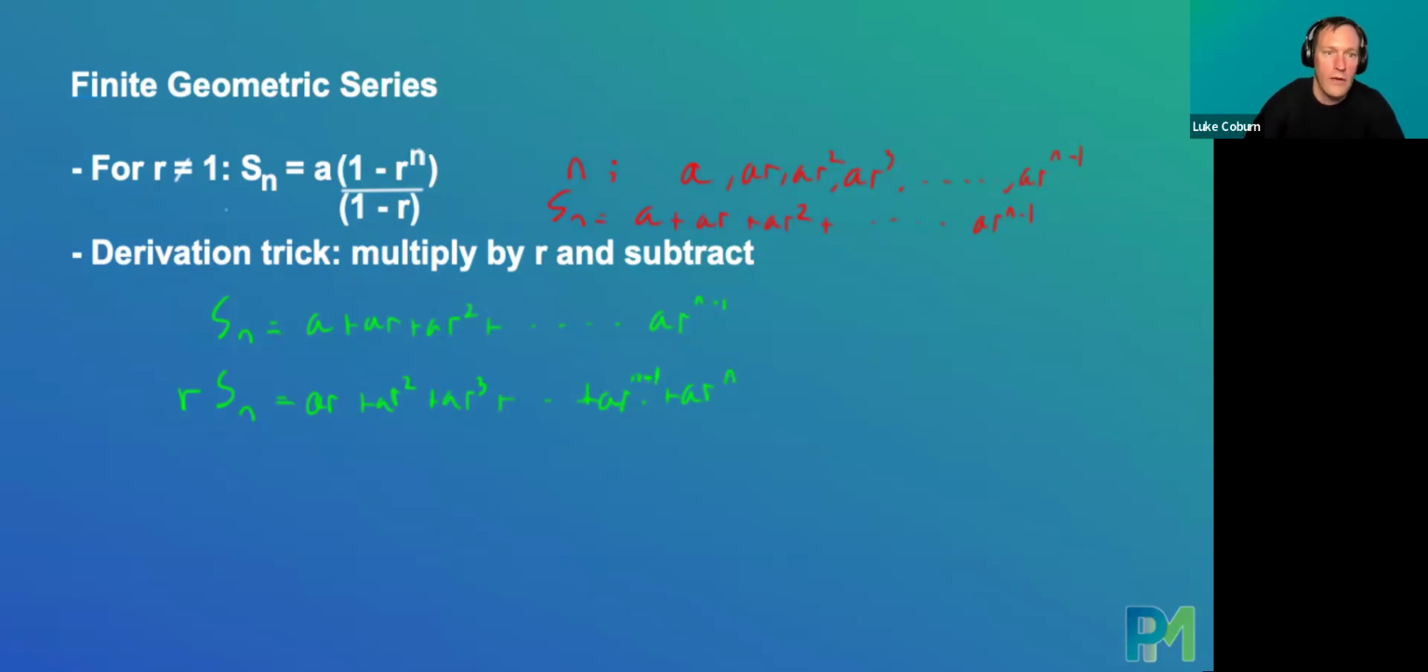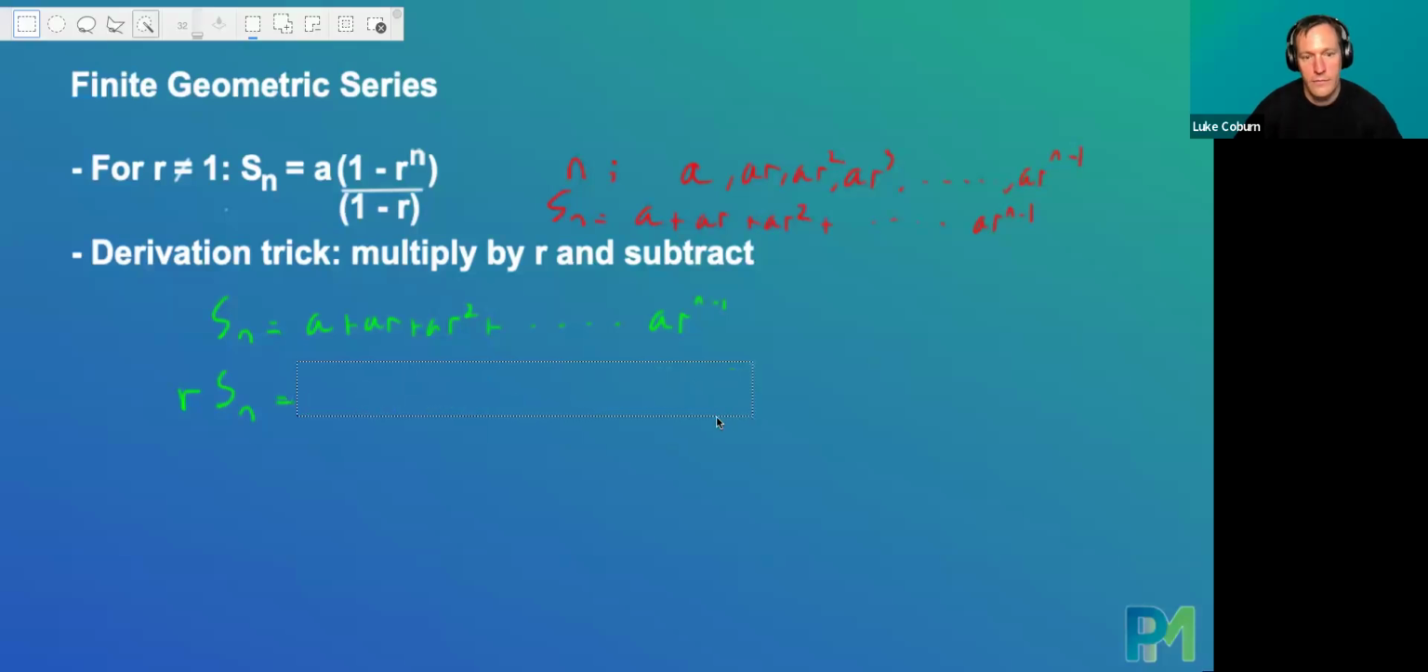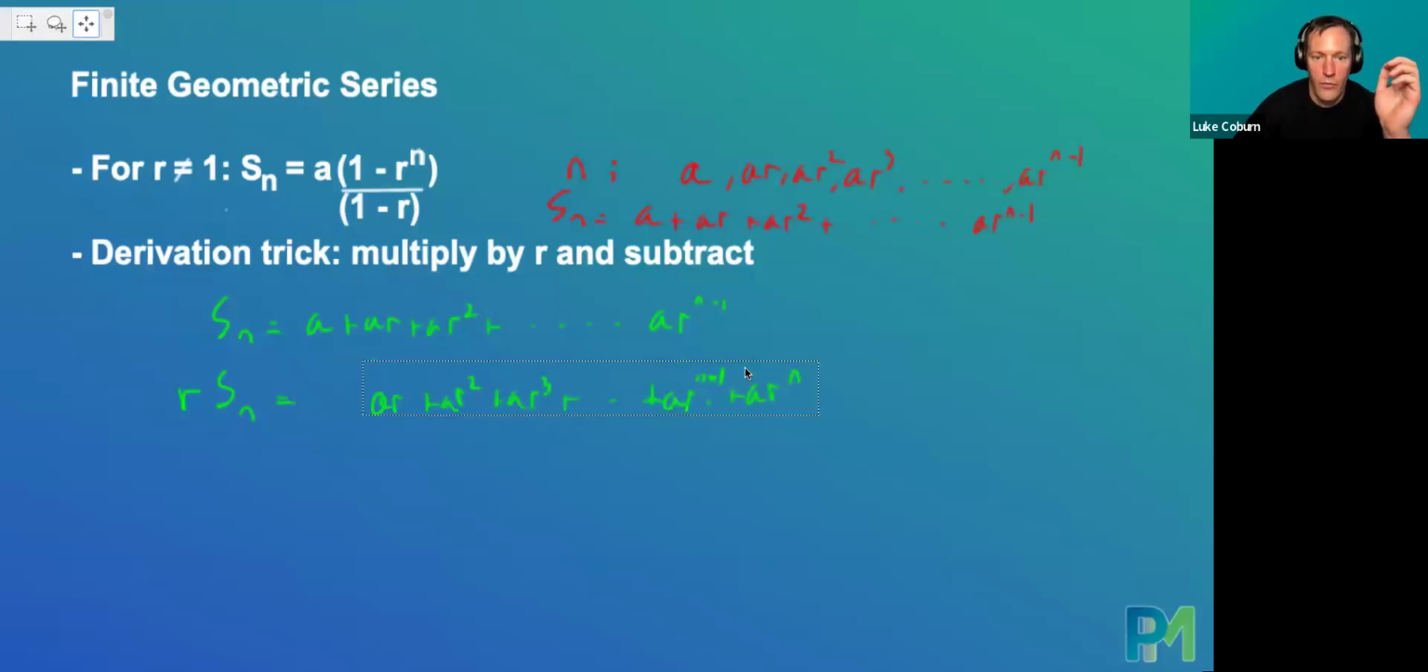And then I simply shift it like so. And now I subtract. I'm going to subtract the first row from the second row. Everything becomes a minus, and everything cancels except for these two. So we end up having Sn minus r Sn is equal to a minus ar to the power of n.